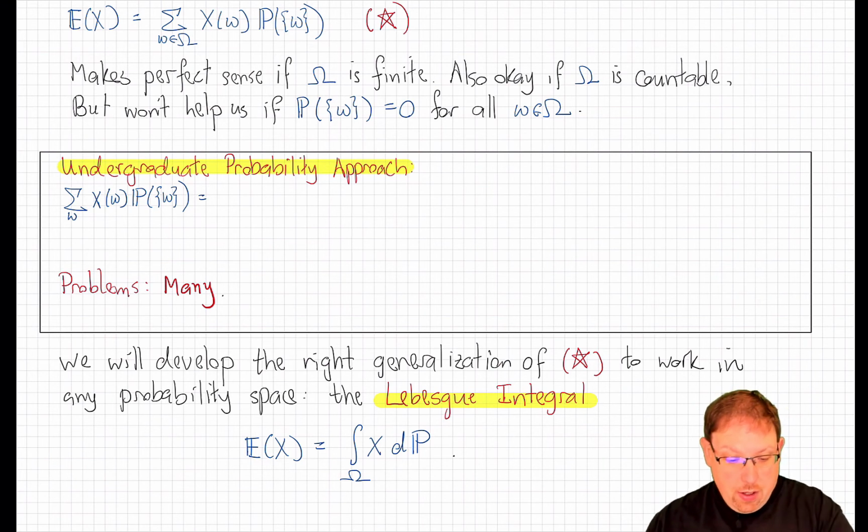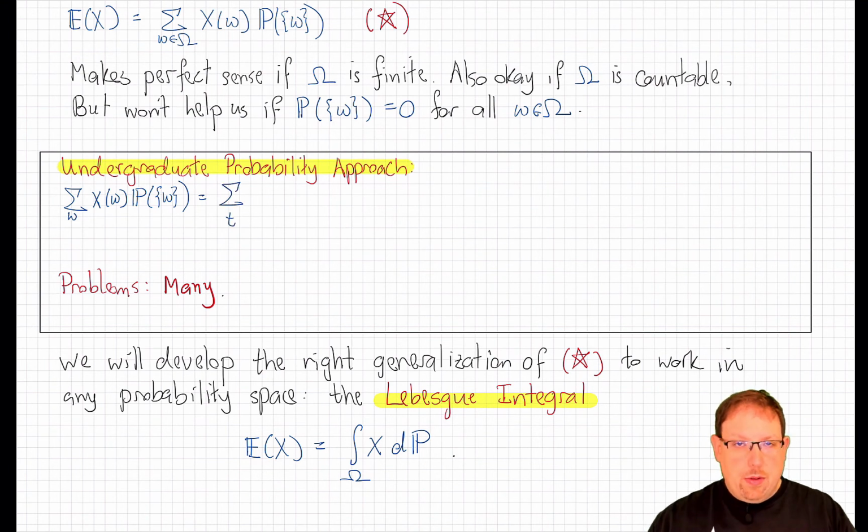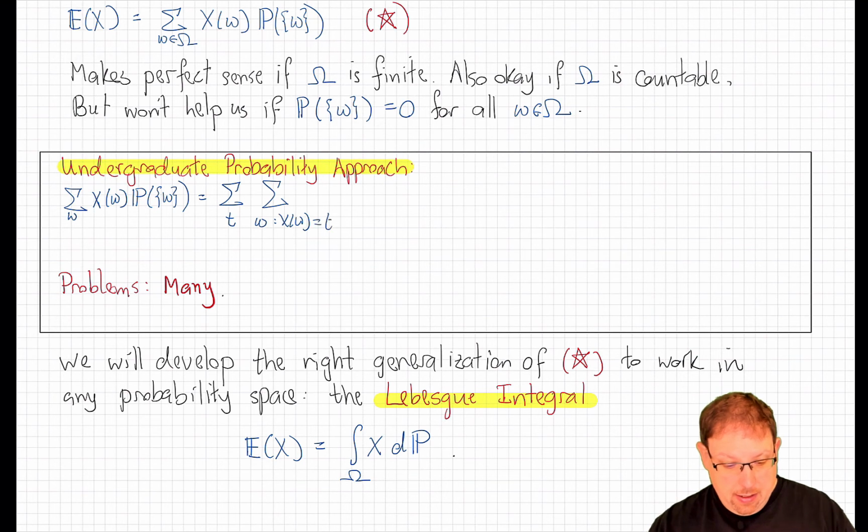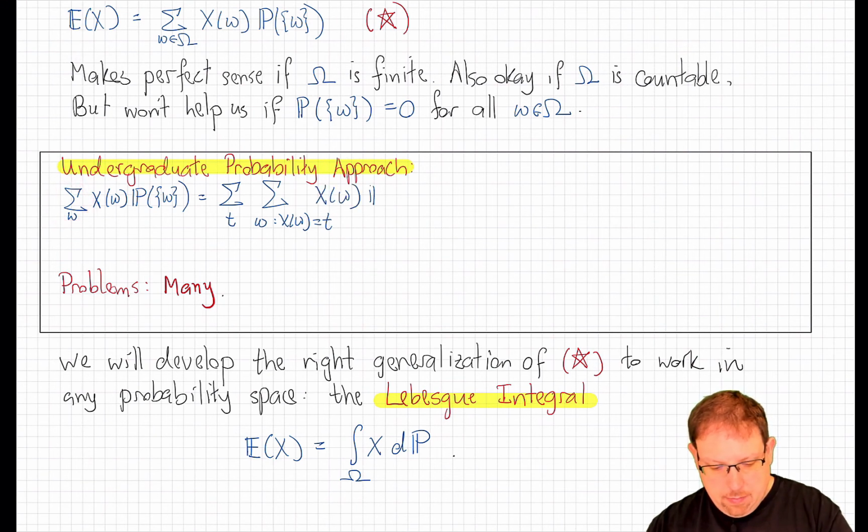Instead of summing over the outcomes, we can sum over the possible values. Indeed, if we sum over all possible values t, and note the actual set of values that X takes is finite, so this is still a finite sum, and then sum over all of those outcomes for which X of that outcome is equal to t, then that is a way to break up this sum. So we can rewrite the terms in the sum. But inside this sum, this is always equal to t. So we can pull that t out.